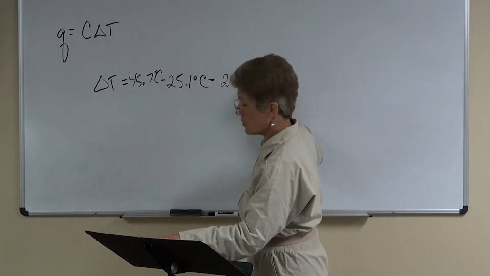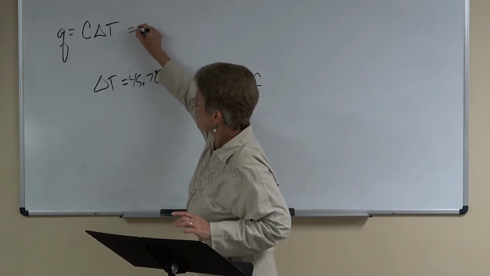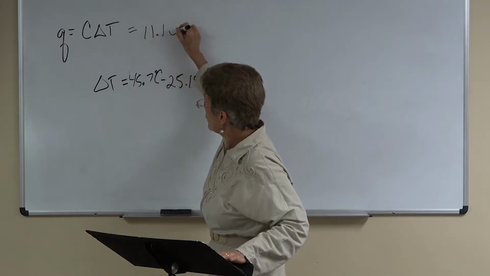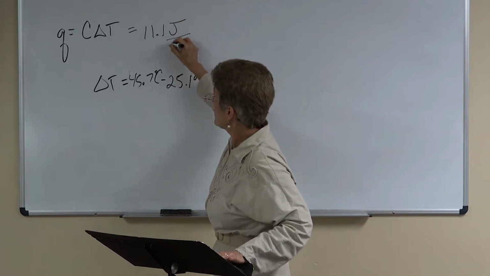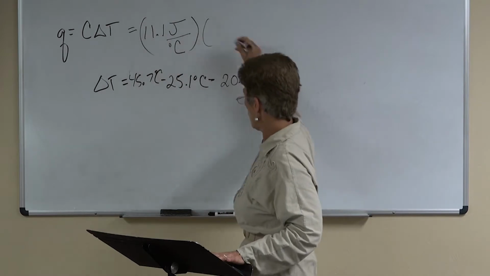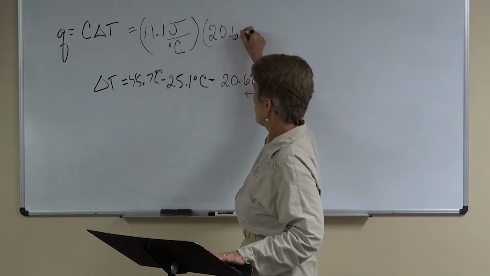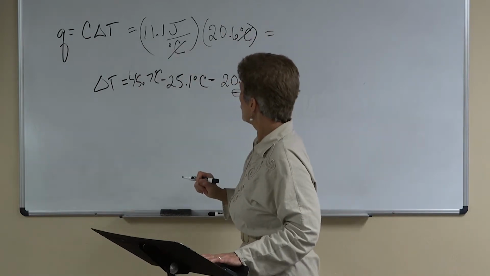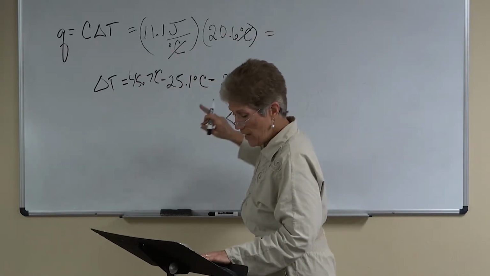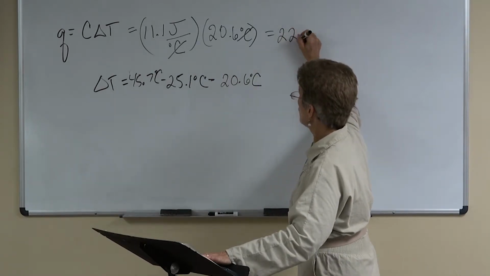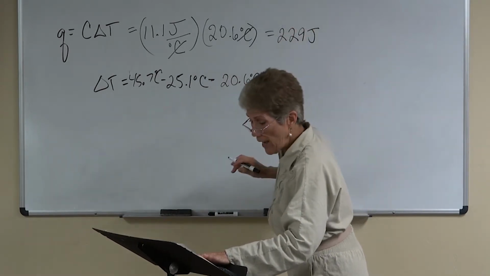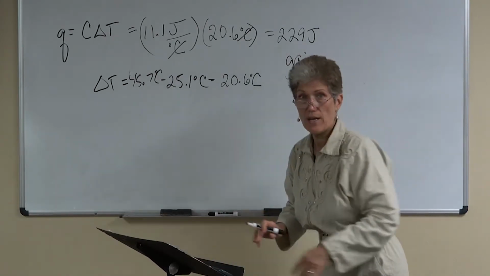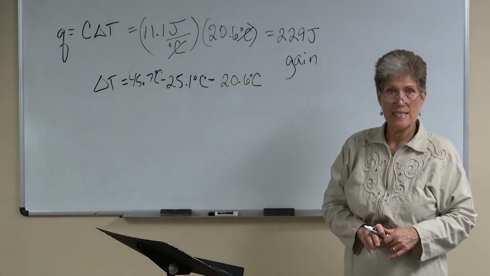And so that's going to give us 20.6 degrees Celsius. Okay. The heat capacity, which is C, is 11.1 joules per degrees Celsius, and then the change in temperature we calculated at 20.6 degrees Celsius. So that will leave us an answer in joules in 3 significant figures, and so that's going to give us 229 joules. And because it's a positive number, we know that it is a gain, and you will have to answer that part. Make sure you don't forget to answer that.